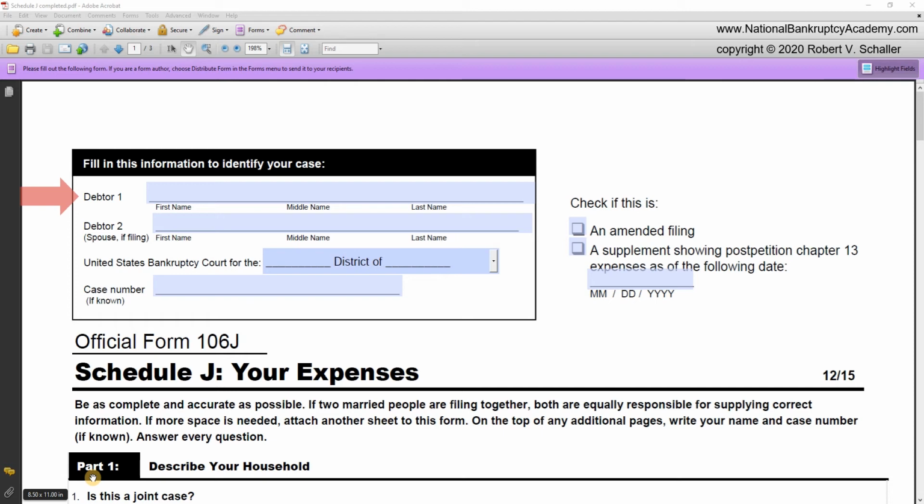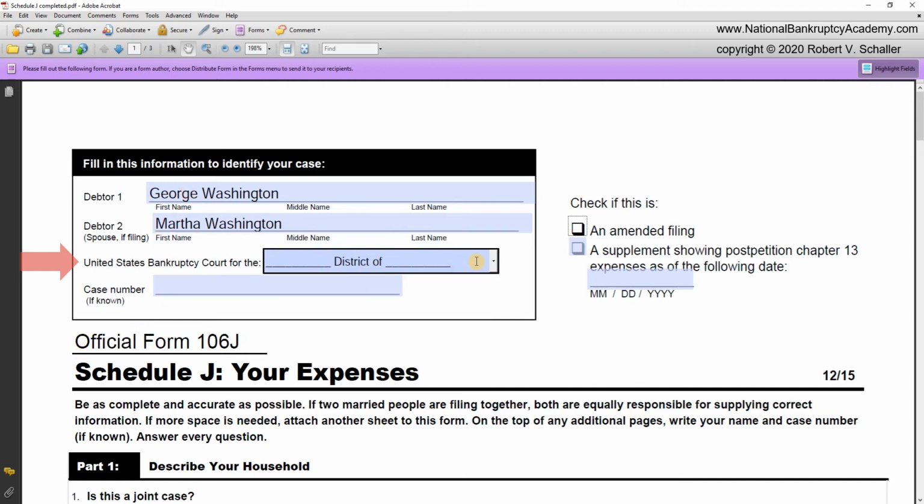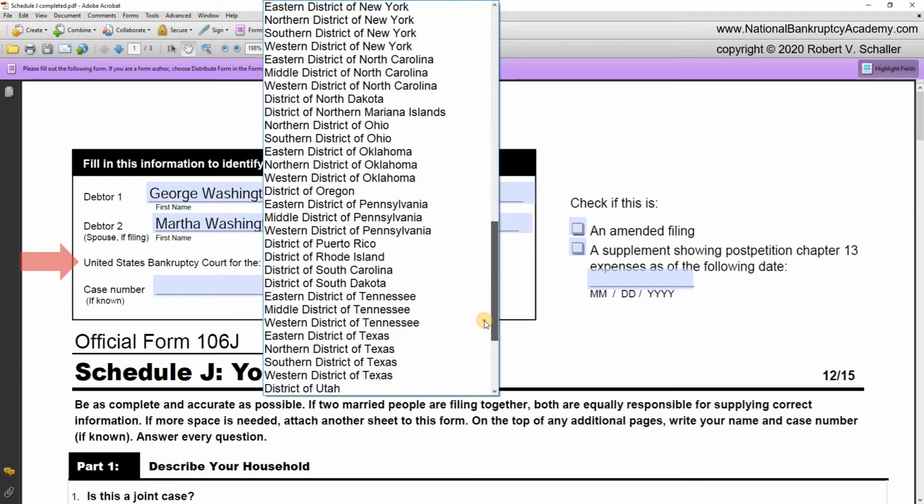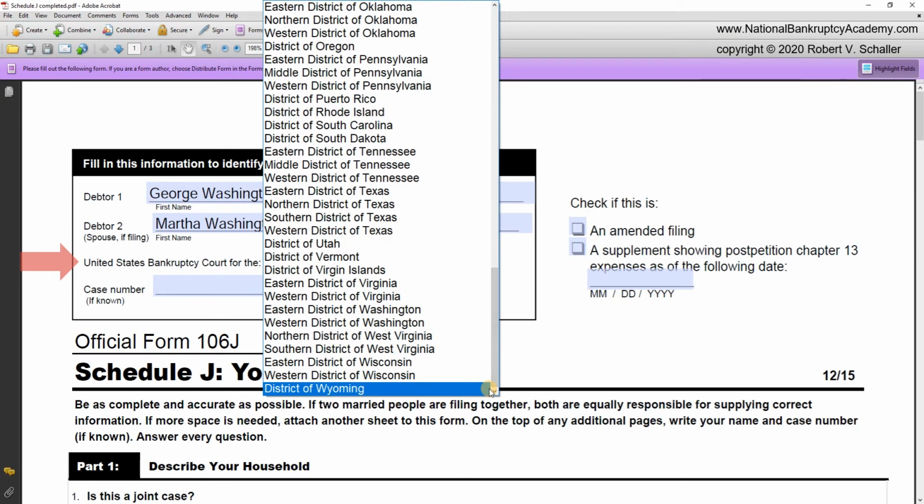Debtor 1 is George Washington. Debtor 2 is Martha Washington. And we're going to be filing this case in the United States Bankruptcy Court for the Eastern District of Virginia. So let's look at the pull-down menu. We're going to scroll down and look for the Eastern District of Virginia. And there it is. And now I'll click on it.